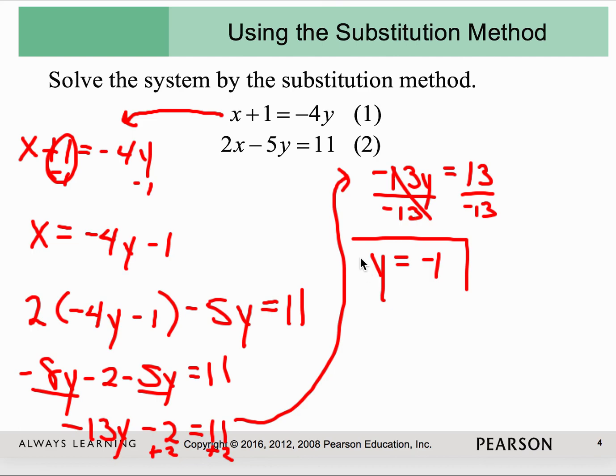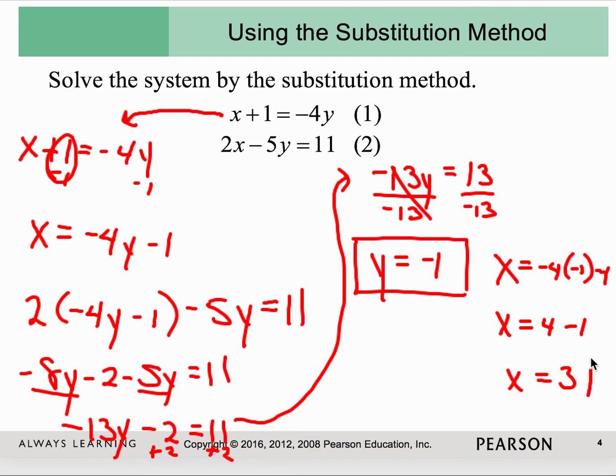Now, don't forget, I need an x and a y. So I've got to go back and substitute in. And hey, I'm going to substitute in right here where I've already solved that for x. So x is negative 4 times y minus 1, or 4 minus 1, 3. Y is negative 1, x is 3. Okay.